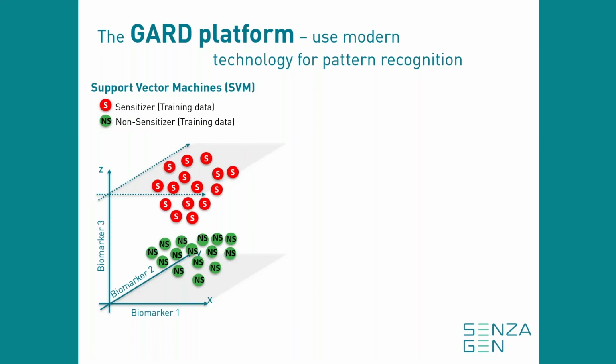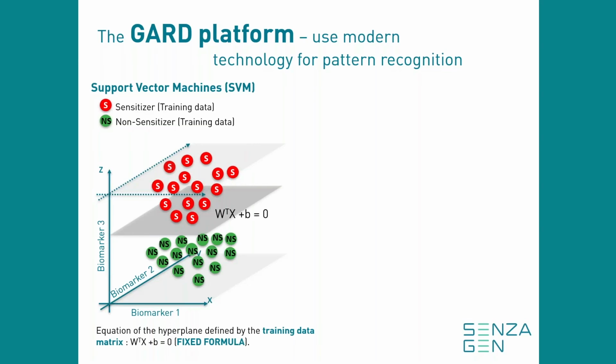So you have the sensitizers and the non-sensitizers, and you have the gene expression data from 3 biomarkers. What the SVM actually does is try to find a hyperplane that best separates the sensitizers and the non-sensitizers based on this information. When you have an unknown test compound, it will be assigned a support vector machine decision value, which is basically the distance between this separating hyperplane and the unknown test data. A positive value will be classified as a sensitizer, a negative value as a non-sensitizer.